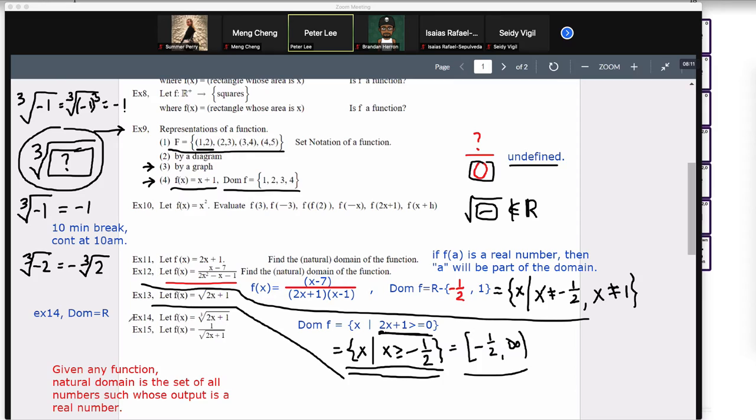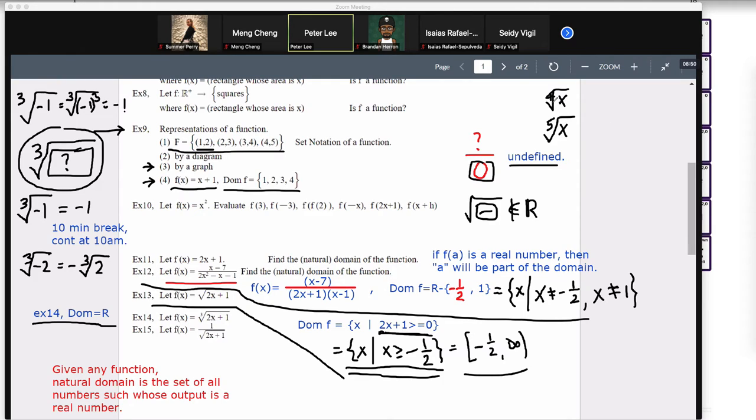Therefore, for example 14, the domain is the entire real number line. X can be anything, and then 2x plus 1 will be anything, and the cube root of that number will be a real number. Not a problem. Example 13 is not the same as example 14. And by the way, what happens if it's a fourth root? The fourth root is going to follow the pattern of square root. And how about the fifth root? The fifth root is going to follow the pattern of a cube root.